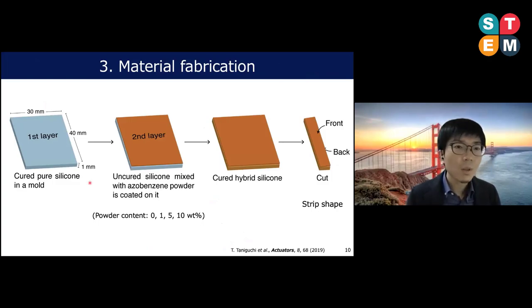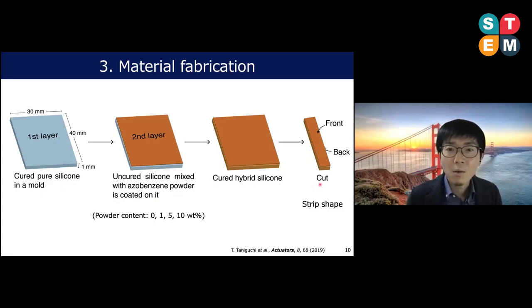So the fabrication procedure is shown here. First, pure silicone. Silicone is a soft polymer, and it was cured in a mold. Then cured silicone mixed with azobenzene powder was coated onto it. Then, cured hybrid silicone was obtained.